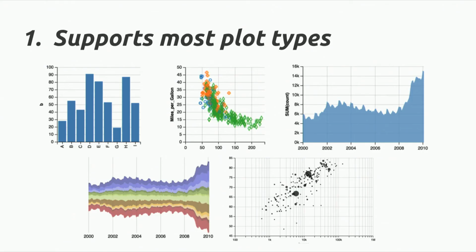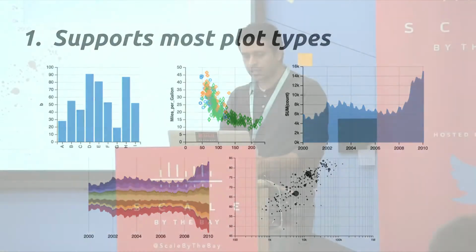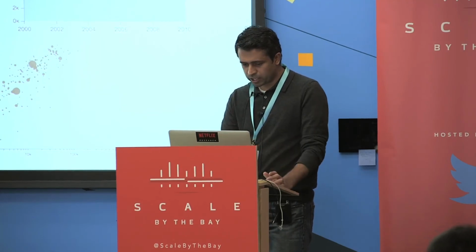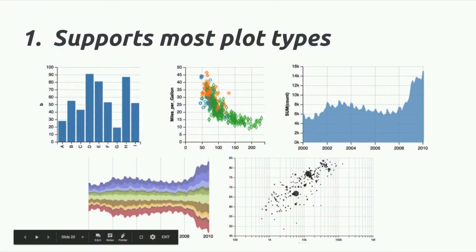So here's just things that you get out of the box by using Vegas. You can get bar charts, scatter plots, area plots. This one is called a steam graph, and bubble plots. So all of these are out of the box.